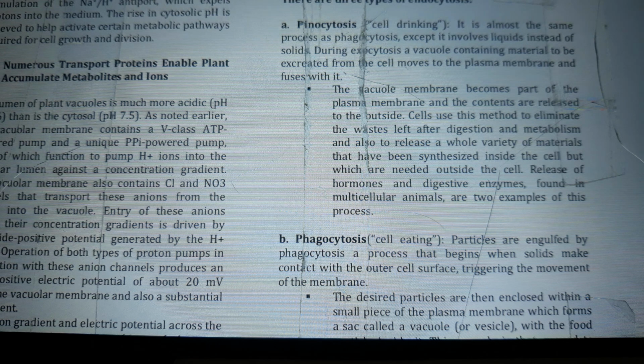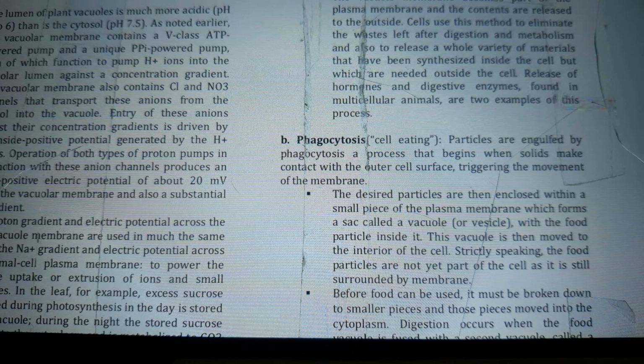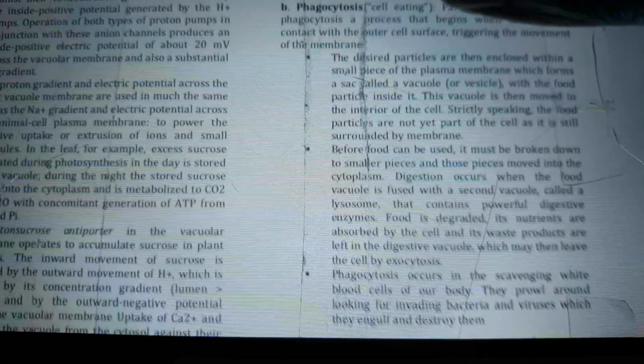During exocytosis, a vacuole containing material to be excreted from the cell moves to the plasma membrane and fuses with it. The vacuole membrane becomes part of the plasma membrane and the contents are released to the outside. Cells use this method to eliminate the waste left after digestion and metabolism and also to release a whole variety of particulate materials that have been synthesized inside the cell. Release of hormones and digestive enzymes found in multicellular animals are 2 examples of this process.